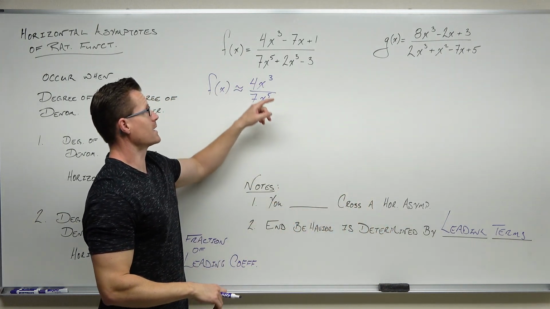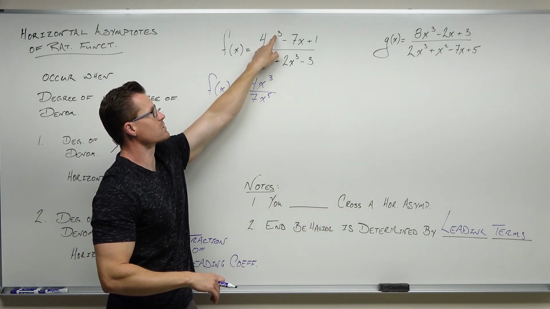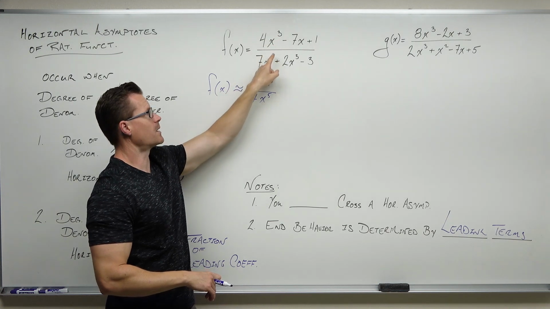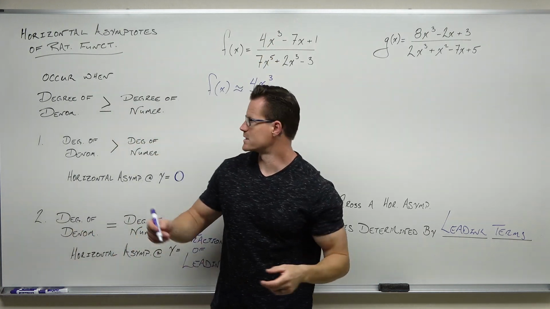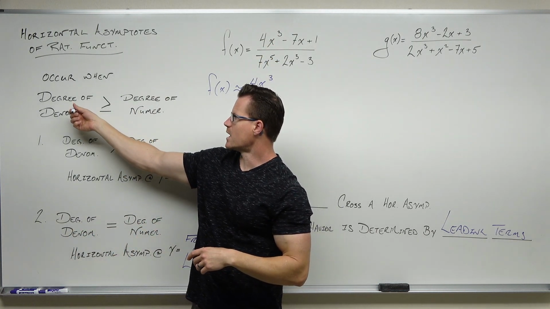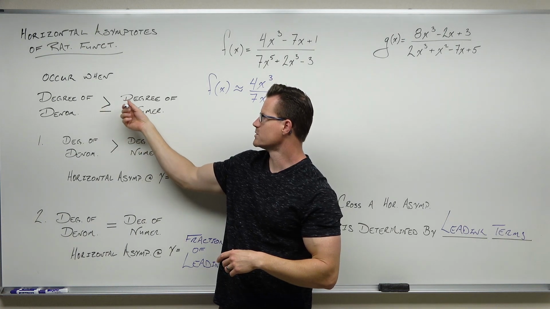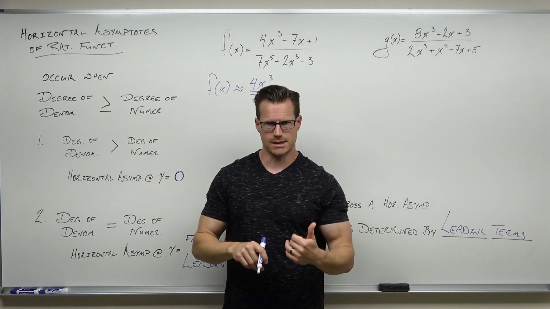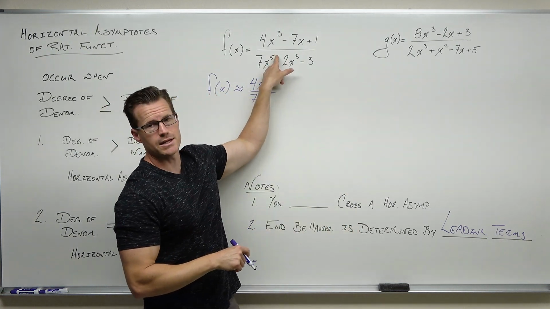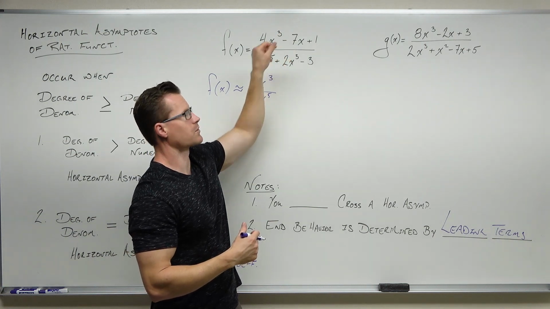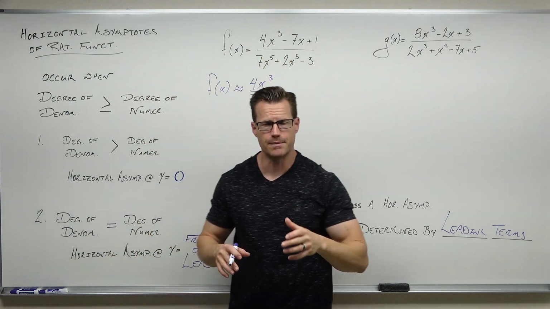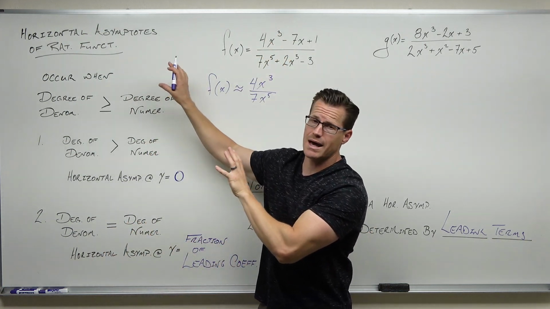We can literally go, hey, okay, the degree of the numerator is 3. The degree of the denominator is 5. So let's go through it. Is the degree of the denominator greater than or equal to the degree of the numerator? Yes, it is. This is 5. That is bigger than or equal to 3. Okay, very good. Now classify it. So number one, we know we're going to have a horizontal asymptote.